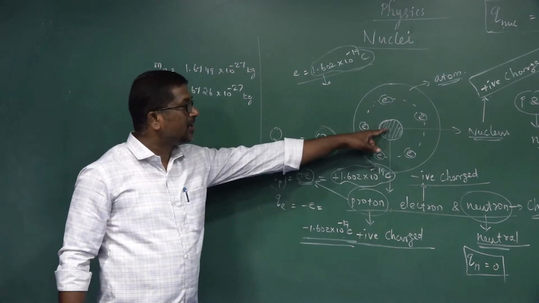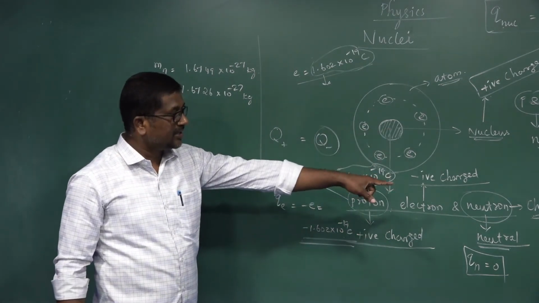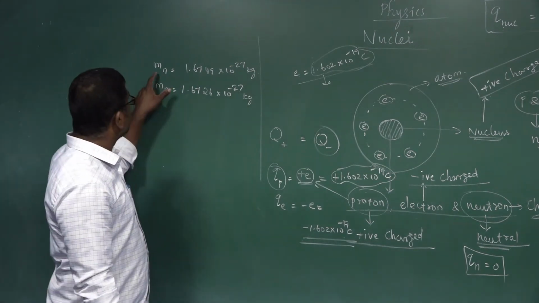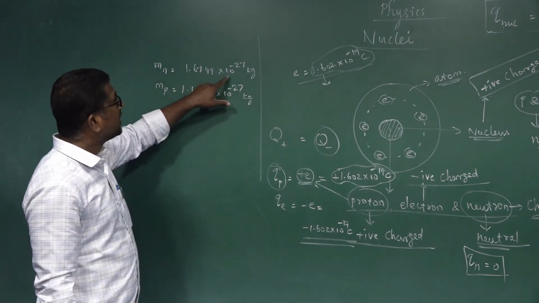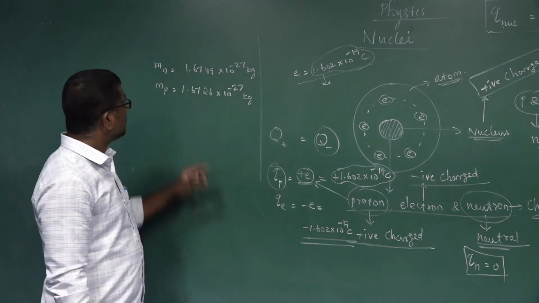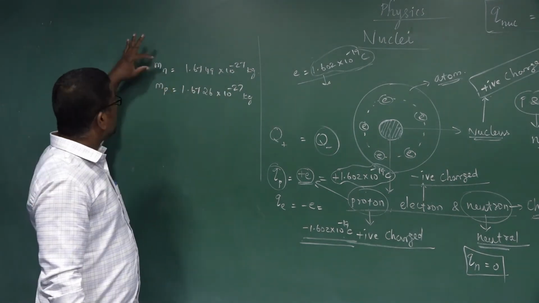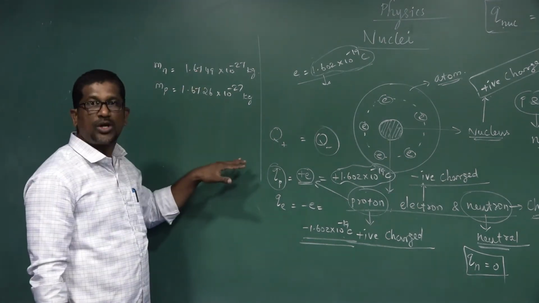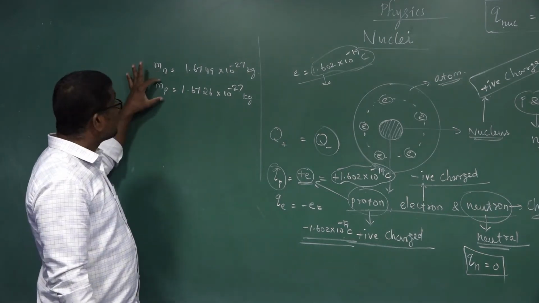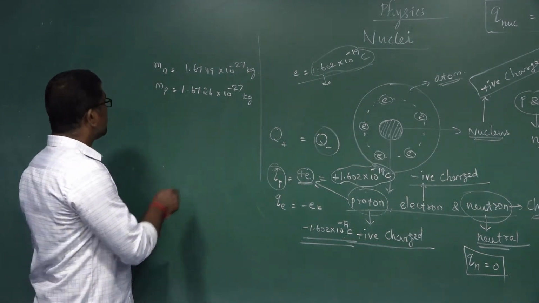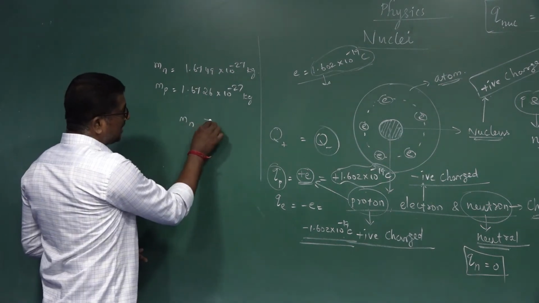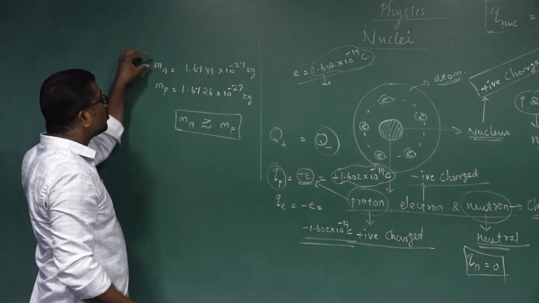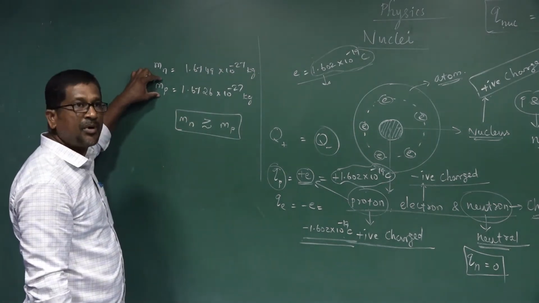It is one of the elementary particles of the nucleus. And another particle is a neutron, which is neutral or chargeless, but it has mass. The mass of a neutron is 1.6749 into 10 power minus 27 kg. So comparing these two nucleons, the mass of neutron is slightly greater than the mass of proton. But it is a neutral particle. This is a positively charged particle, right?